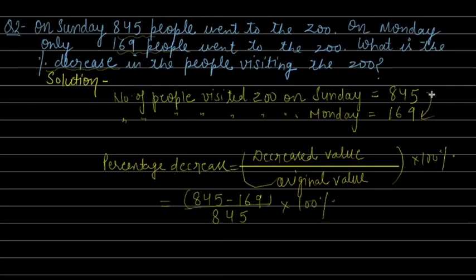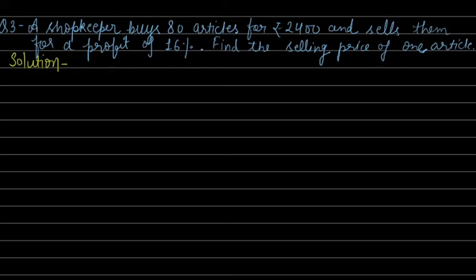Because we know here the count is decreasing, we have calculated this percentage decrease by decreased value upon original value into 100%. For the decreased value, we have taken the difference, which is 845 minus 169. Original value means this 845 into 100%. We calculated it and we are getting 80%. Let's see the next question, which is question number 3 of this exercise.